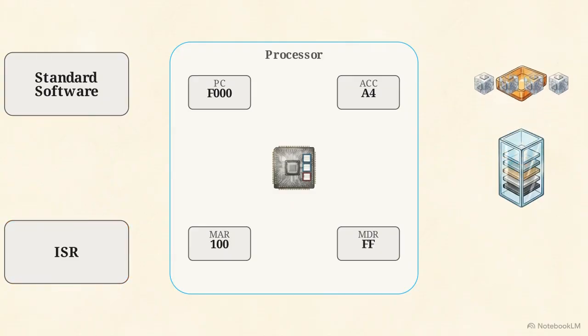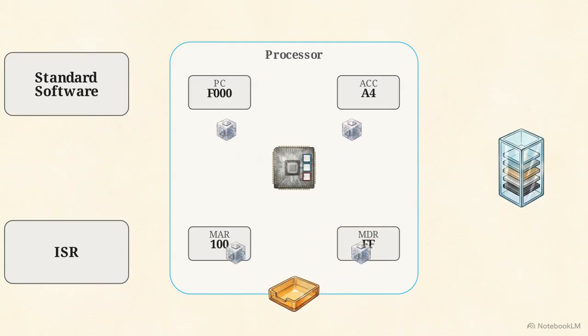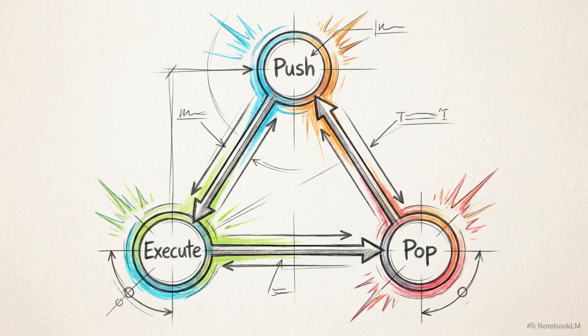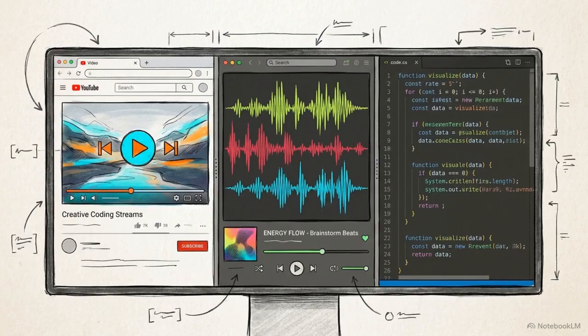Once the ISR resolves the issue, the processor restores its state. The stored stack frame pops off the stack, flowing back into the registers and cleanly resetting the program counter to 0010. This strict choreography, pushing register data to the stack, executing the ISR, and popping the data back, is the invisible mechanism that allows a computer to seamlessly multitask.